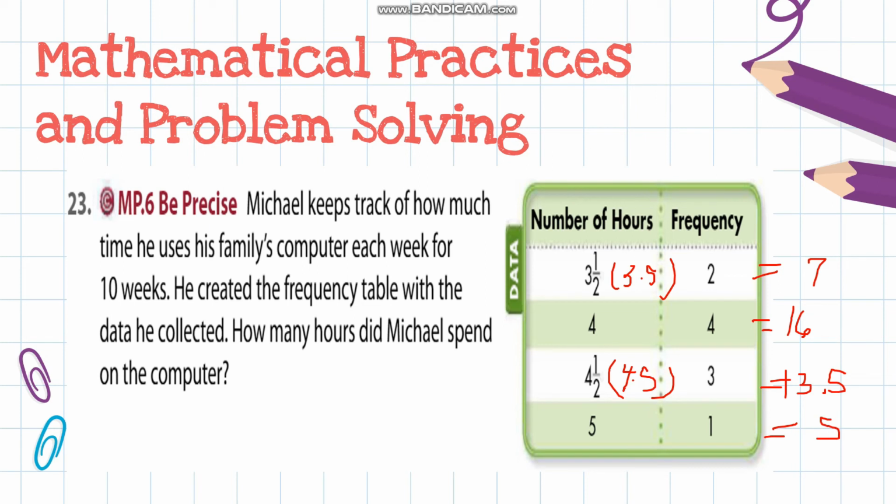So to get how many hours did Michael spend on the computer, you just simply add the following. So 16 plus 7 is 23. 23 plus 13 is 36. 36 plus 5 is 41. Then plus 0.5. So the answer is 41 and a half, or 41.5 hours.